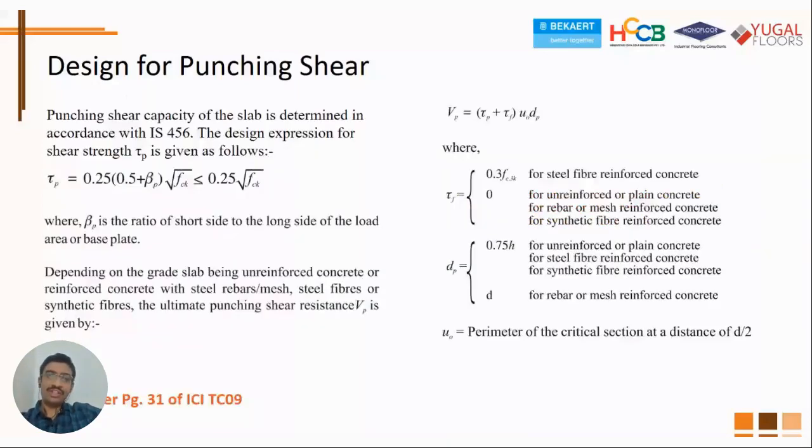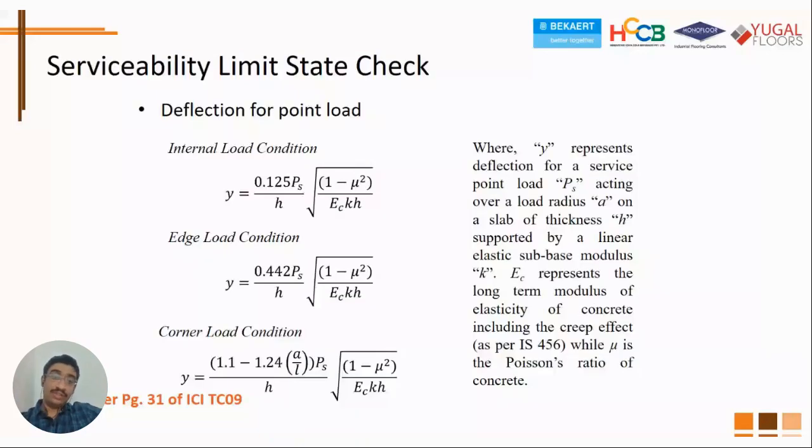So you do have equations given for punching shear, depending upon, let's say, if you have fibers or no fibers, all of that is accounted for. And you can refer to page 31 of the guideline to account for those values. Serviceability limit state check. So how do you find the deflection due to a point load? For an internal load, edge load, or corner load condition, those equations are also provided in the guideline, and you can refer to page 31 for that.